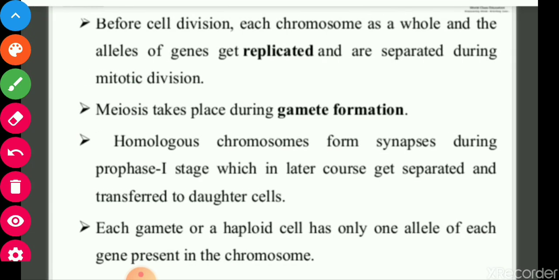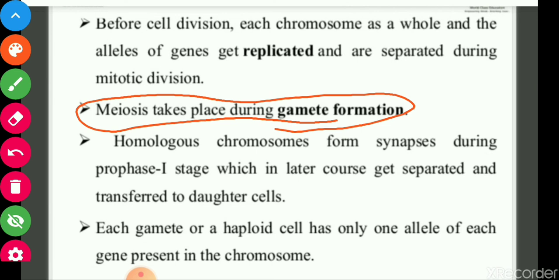Now see, before cell division, each chromosome as a whole and the alleles of the genes get replicated and are separated during division. As cell division occurs, at the time of mitotic division they replicate and separate. And then meiosis takes place, and during meiosis the number of chromosomes becomes half. So gamete formation takes place due to meiosis.